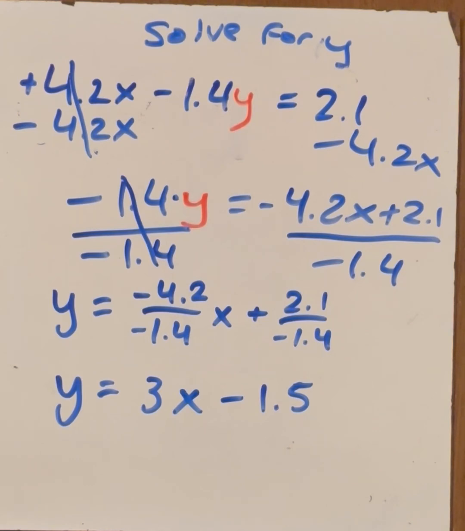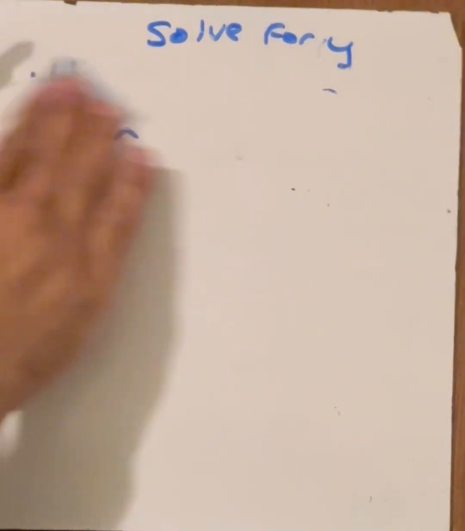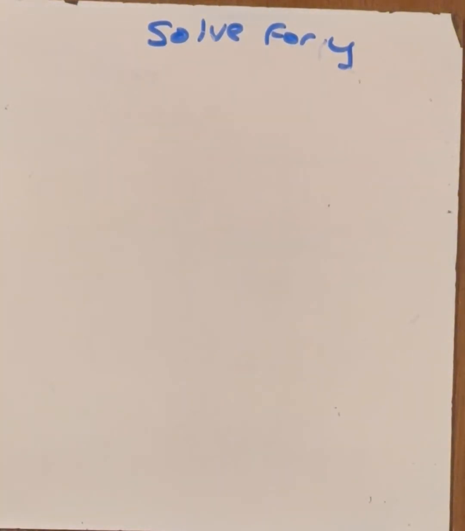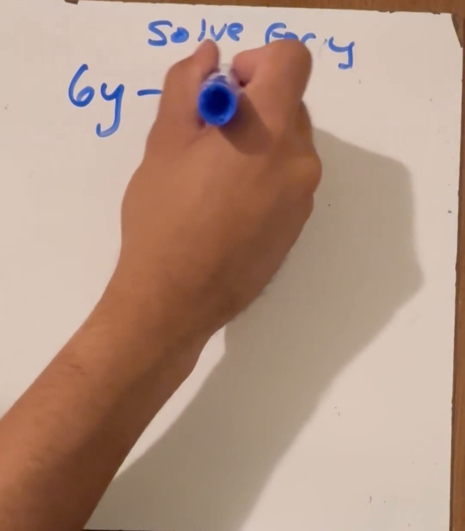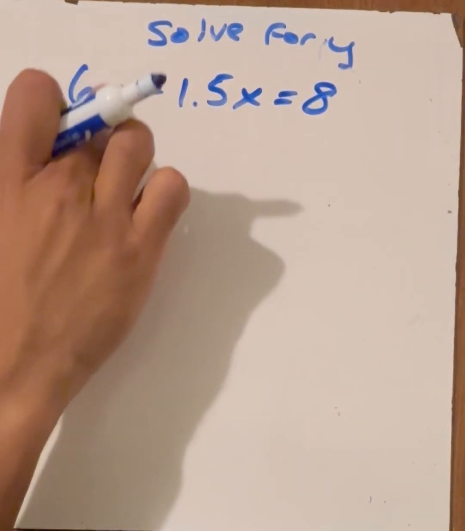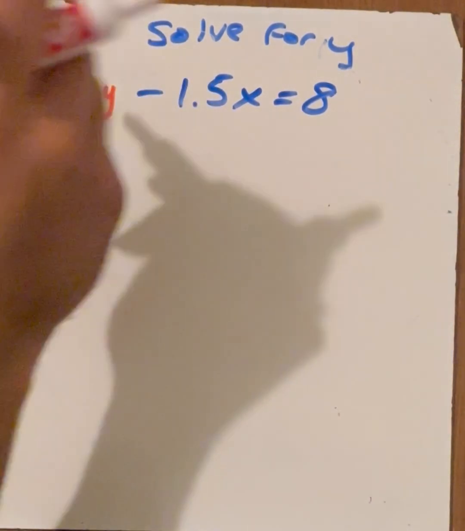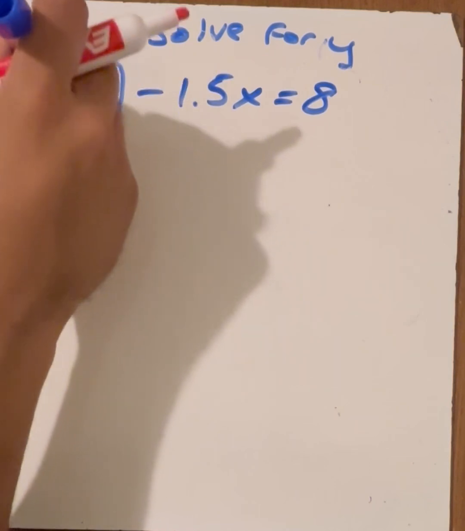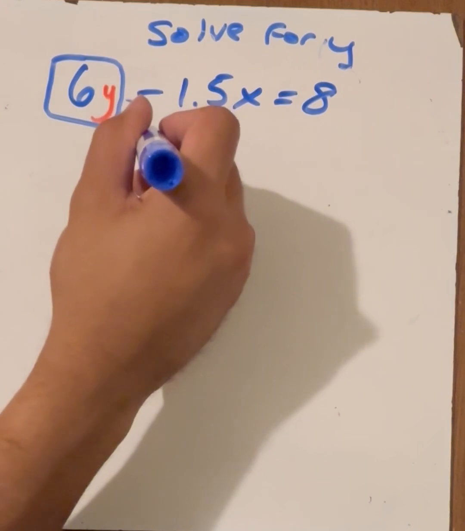All right, let's go and take a look at the last question. Okay, so 6y minus 1.5x equals 8. Okay, so again, we're trying to solve for y, so let's make this red so we know that we're trying to solve for it. Okay, and because we're trying to solve for y, let's protect this stuff and not touch it. Okay, we see that there's a negative 1.5x, and so the opposite of negative is positive 1.5x.